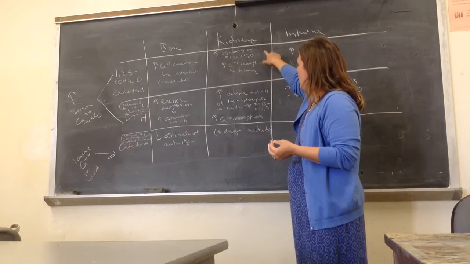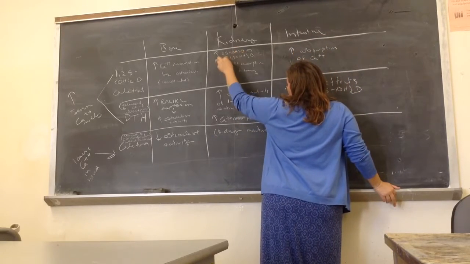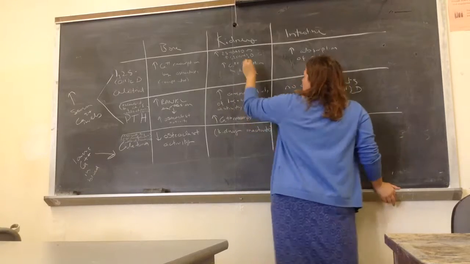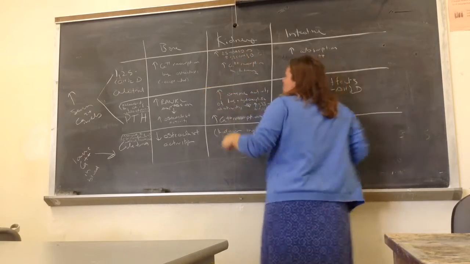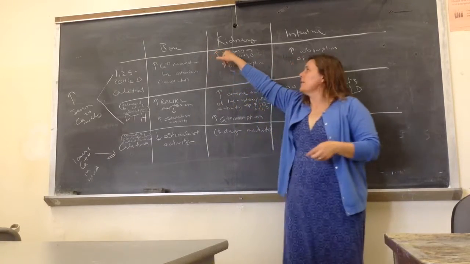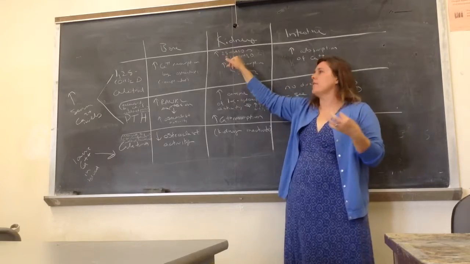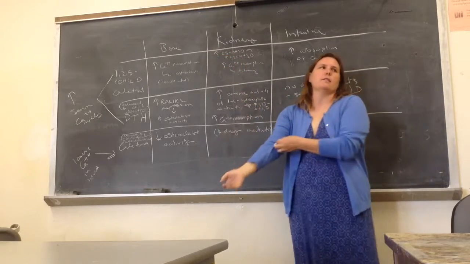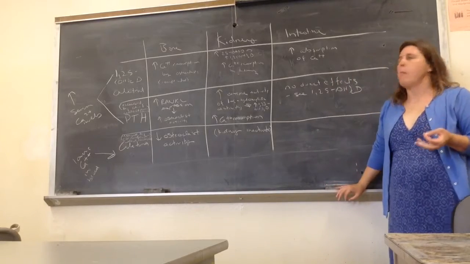In the kidney, you get an increased conversion of 25-OHD to 125-OH2D. You increase calcium absorption by the kidney. So this just means the more vitamin D you take in, the kidney makes more of the active hormone, and more of the active hormone increases the calcium resorption. And then in the intestine, you increase the absorption of calcium.